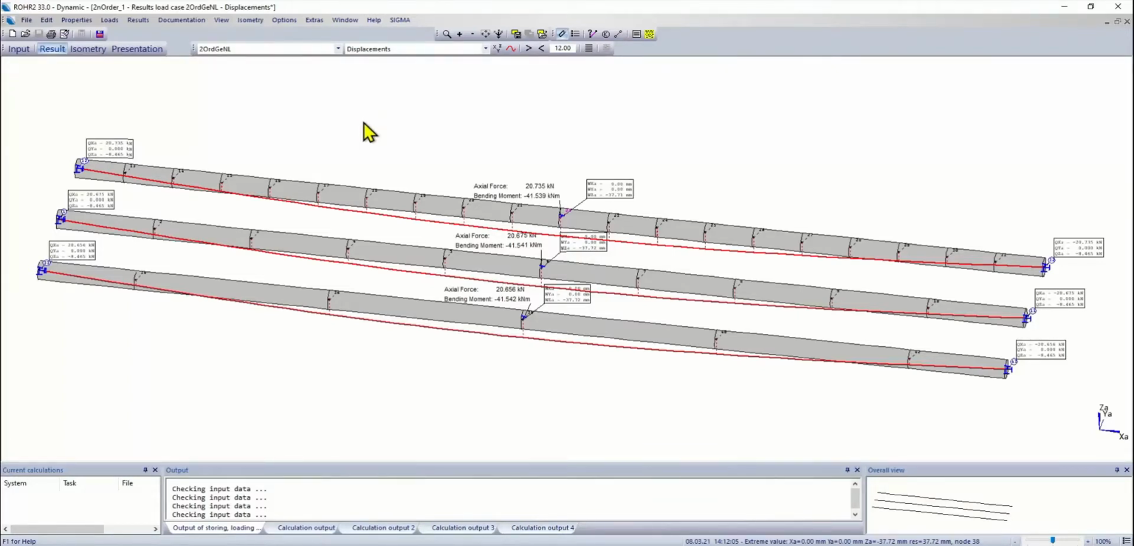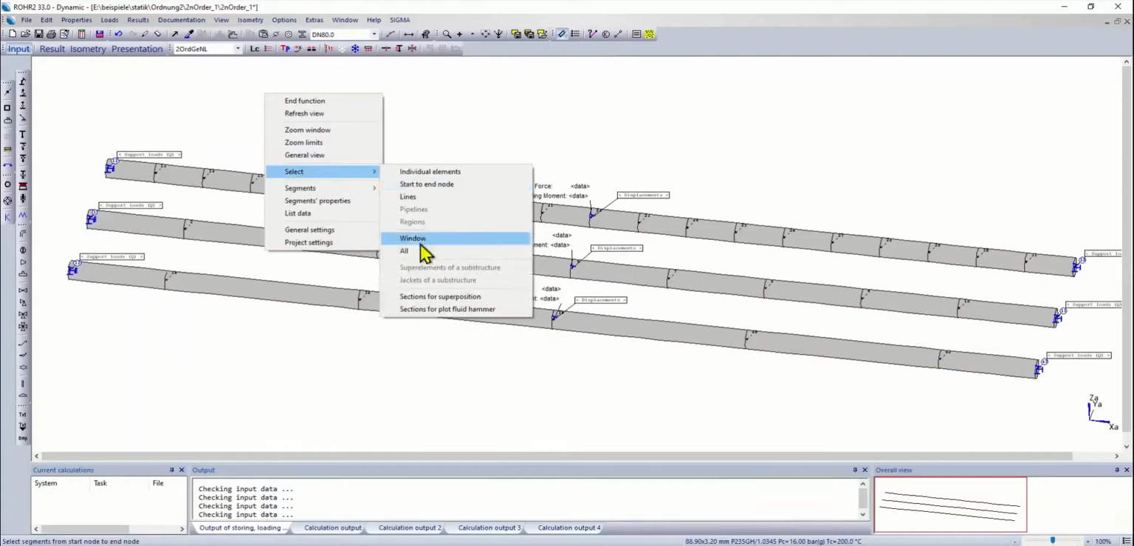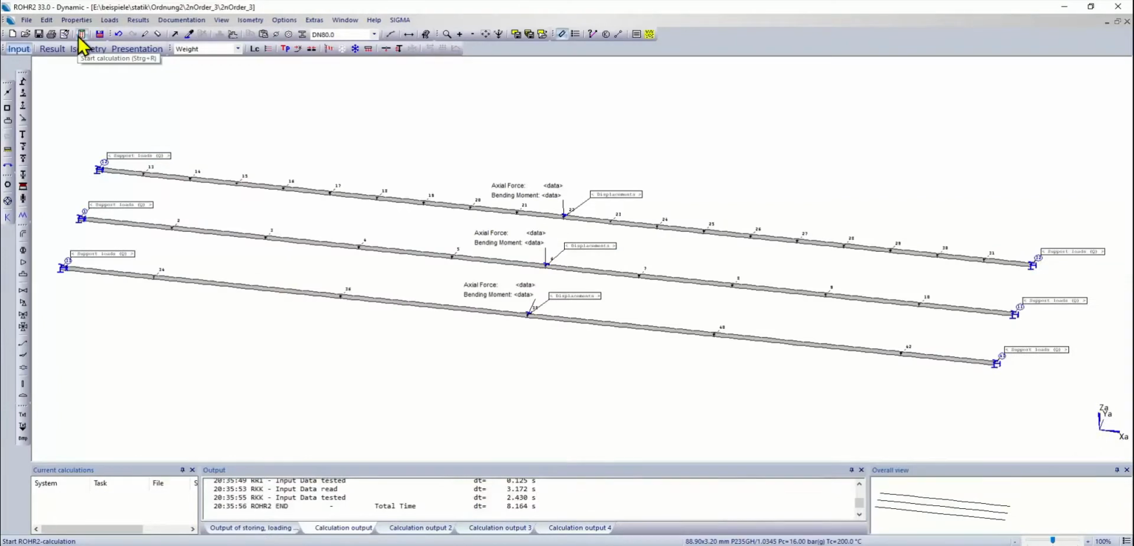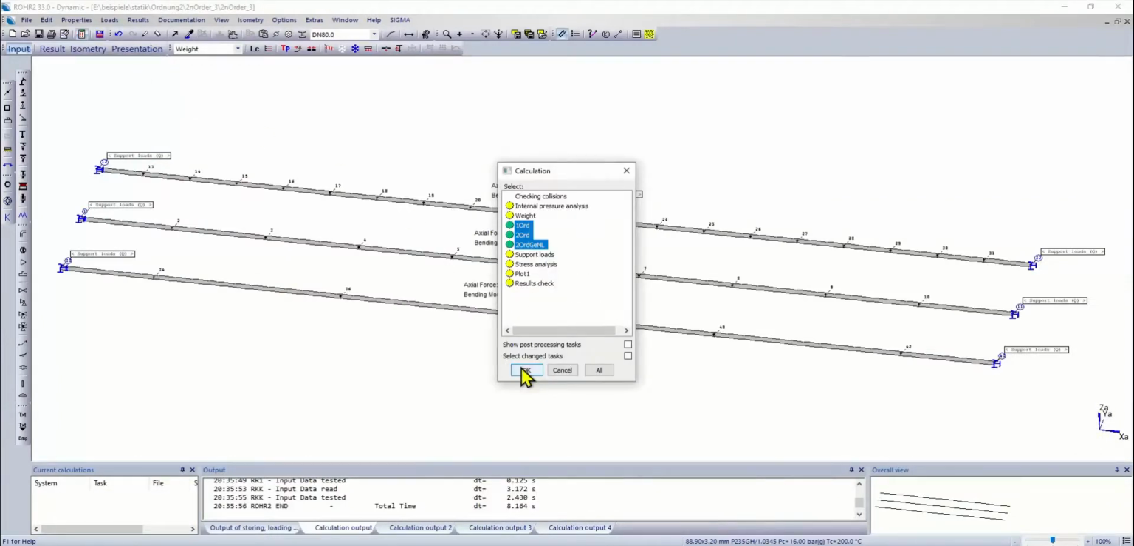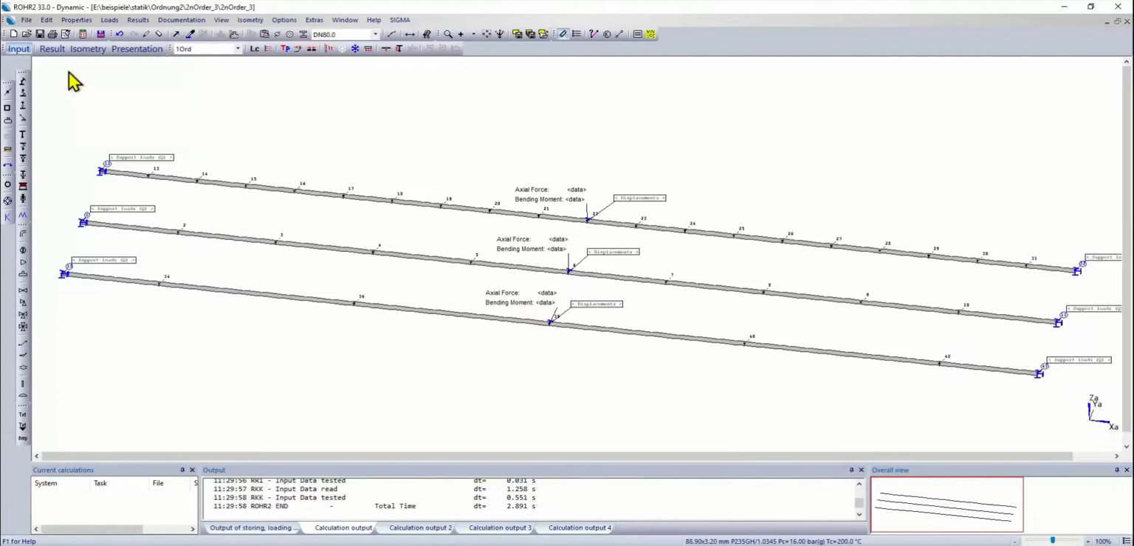Now this is so small because the piping section is so big. How about if the piping section gets any thinner? So let's modify the system and go to a smaller DN, and I will go all the way down to a DN 80 here. So I will run the calculation, and we see we get a warning: check numerical stability for the load case second order nonlinear geometry. Let's have a look at the results.